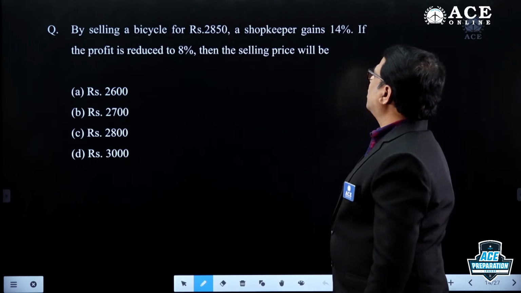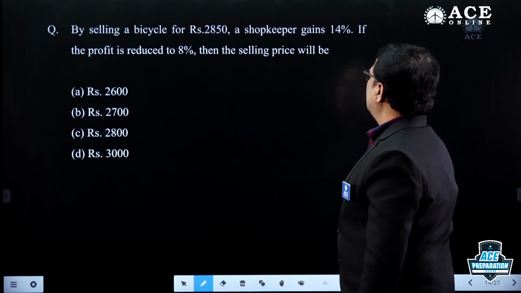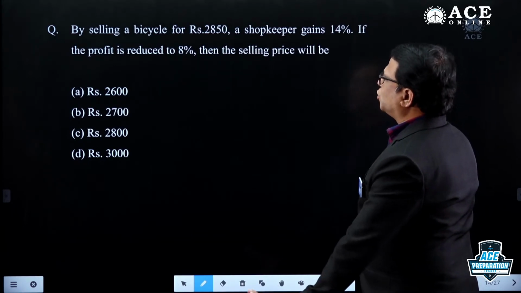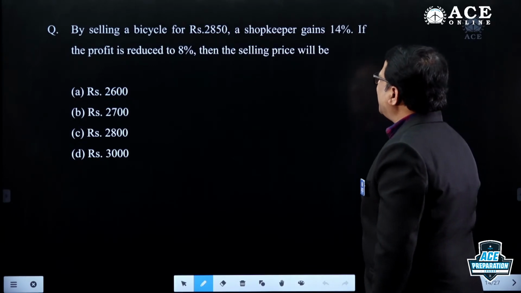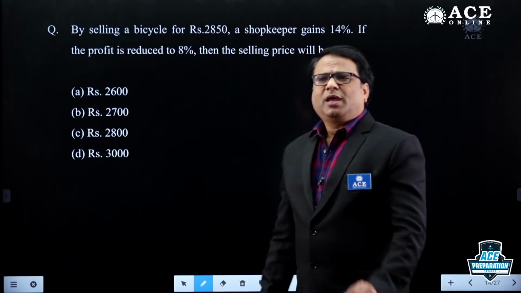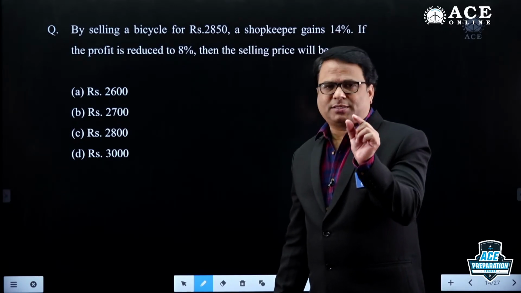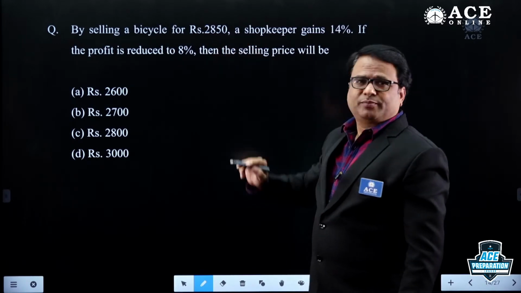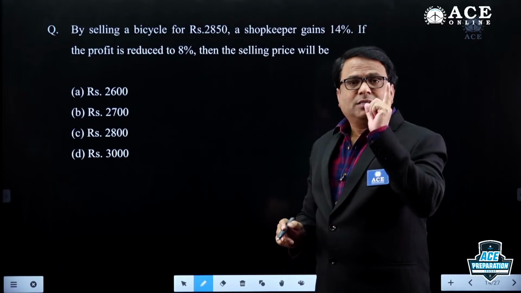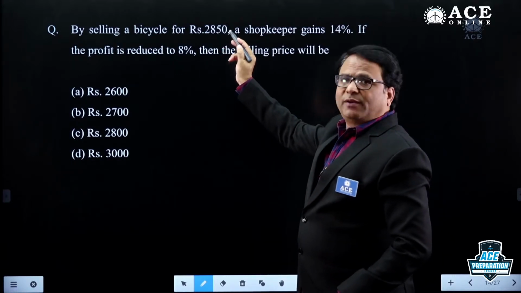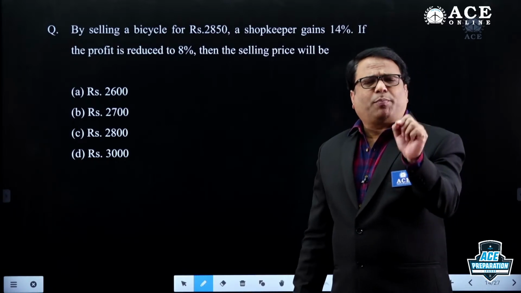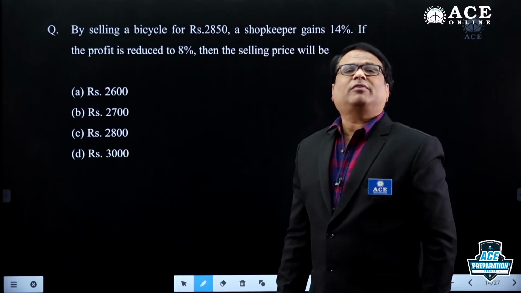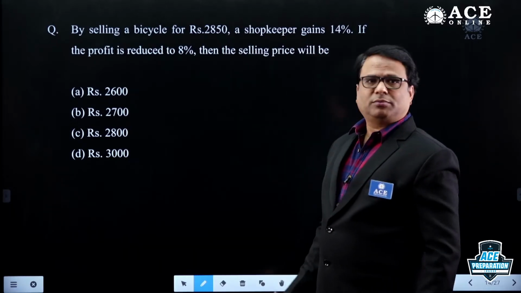By selling a bicycle for rupees 2,850, a shopkeeper gains 14%. If the profit is reduced to 8%, then the selling price will be how much? So, when there is a profit of 14%, the selling price is 2,850. And the question is, suppose the profit is 8% instead of 14%, what will be the selling price? That is the question.